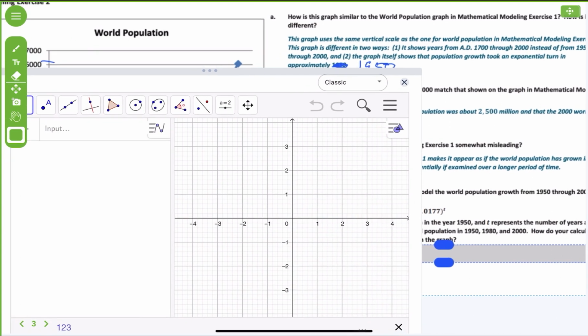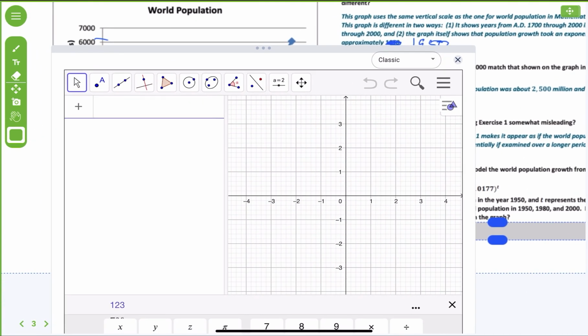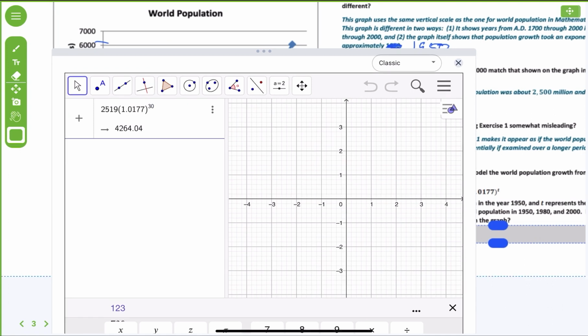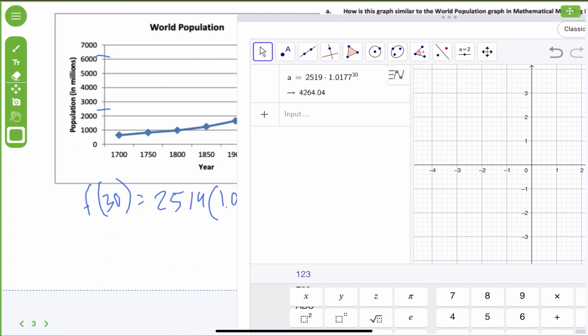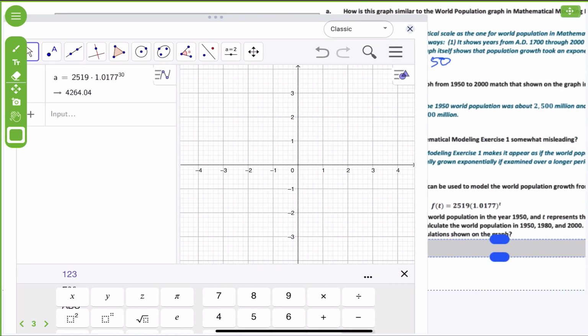Okay. So we said that formula was 2,519 times 1.0177, and that would be to the 30th power. Now that would be 4,264, and remember that's going to be considered millions.